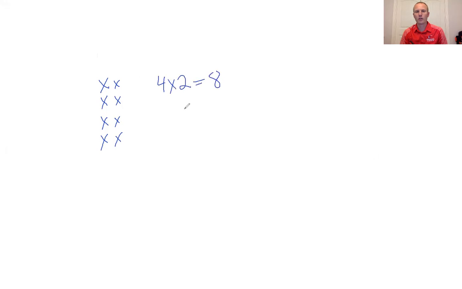And then we know the turnaround of that fact is also true. I'll do it in a different color. We know that 2 times 4 also equals 8, and that could have its own array. It would be if we switched or flipped this array on its side, and that would look like this, 2 rows of 4. So that's the commutative property.